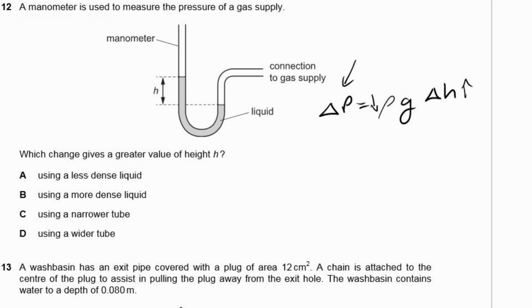So what are our options? Option A, use a less dense liquid. That would do it. B, more dense. No. C, narrower tube, doesn't change it. And D, wider tube, also doesn't change.